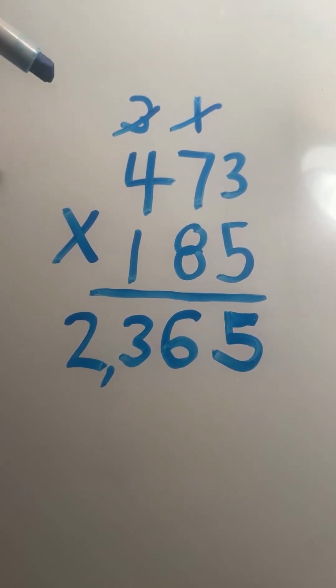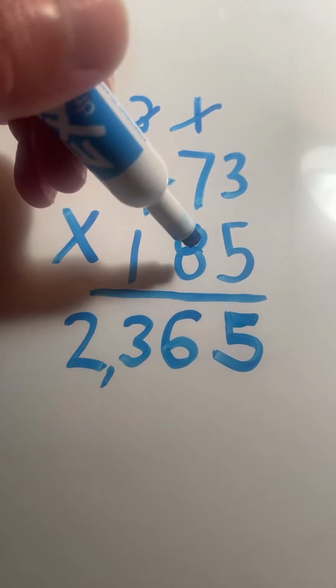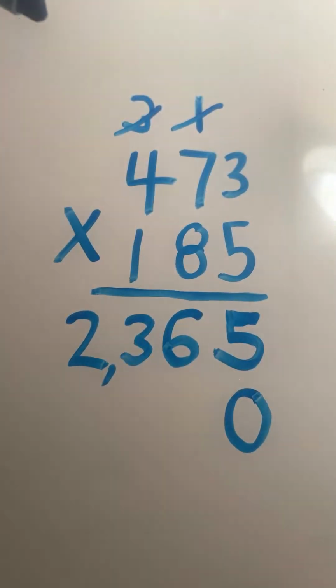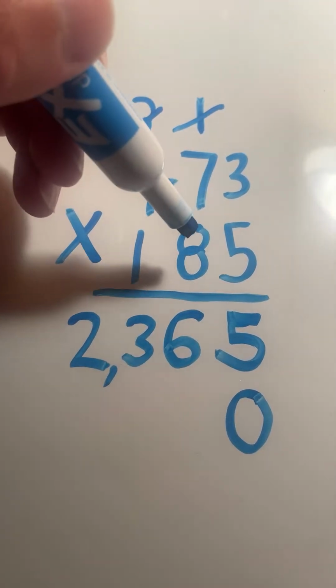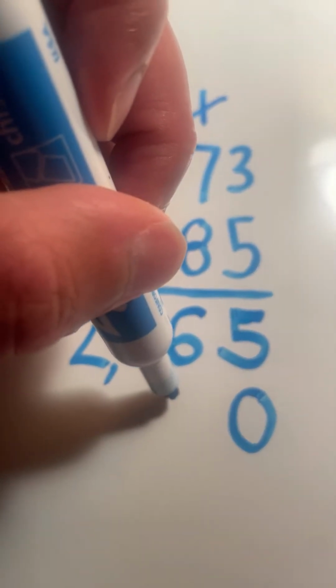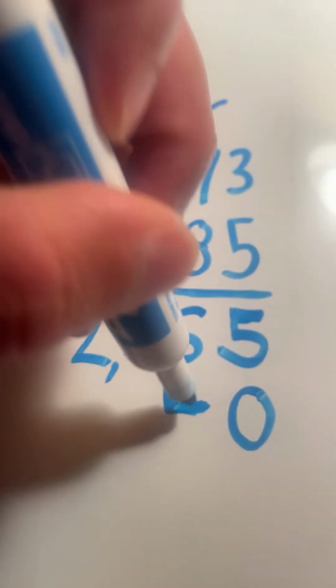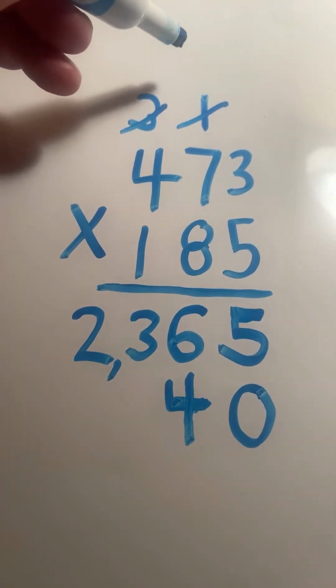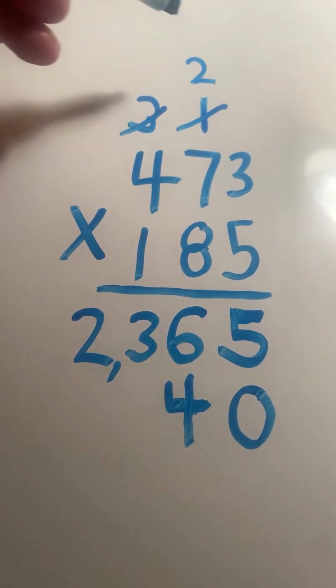Next, we got to multiply the top 3 digits times the bottom digit in the tens place. Since we've already multiplied both digits in the ones place, we are going to put a 0 in the ones place. 3 times 8 equals 24. Again, we have to regroup because our product is more than 10. Anytime our product is more than 10, we got to regroup. So the 4 in 24 goes in the tens place. The 2 in 24 gets carried over to the hundreds place.